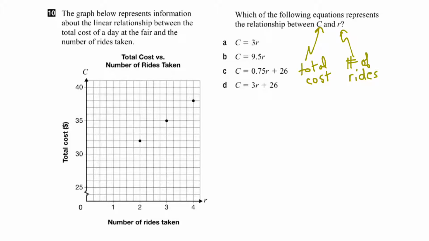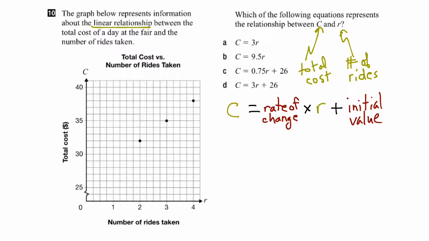So given that this is a linear relationship, the equation can be written as C, the vertical axis variable, is equal to the rate of change times R, which is the horizontal axis variable, plus the initial value. So what we need to do is find the rate of change and the initial value from this graph.